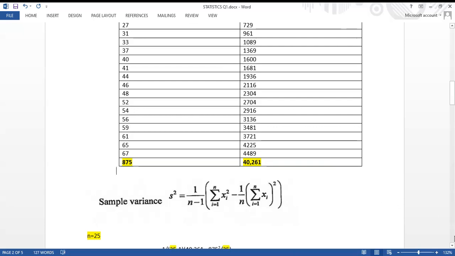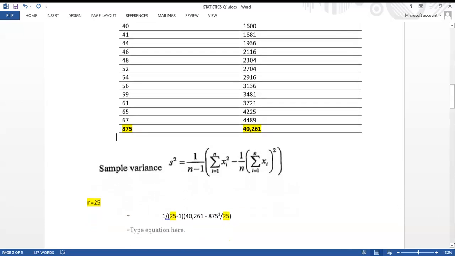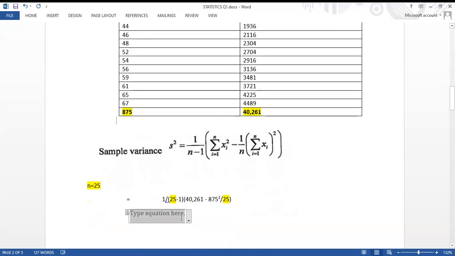Are we okay with that, Mrs. Ena? Yes. So these formulas, where is the 25 dividing the 875 squared coming from?